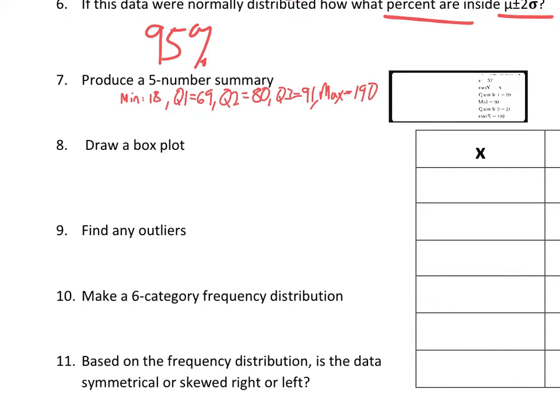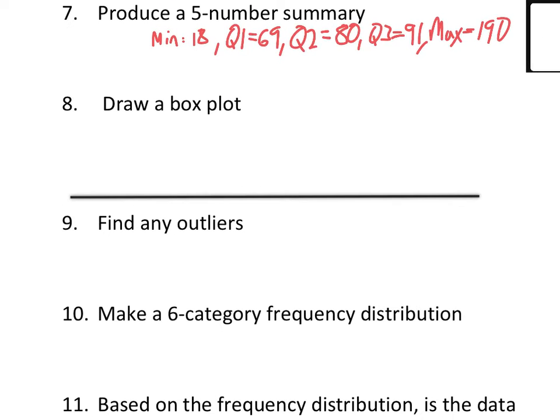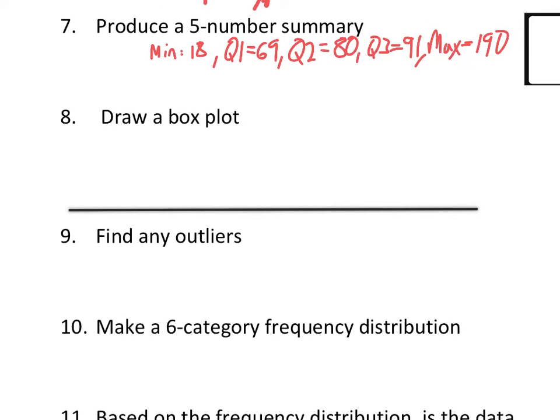All right, so a box plot here. We're going to sketch a box plot. It doesn't have to be perfectly to scale, but we'll start. We've got a range of 18 to 190, so let's put this down at 0 to 200. That includes everything, and then we can just split that. That's about 100, and that's about 50, and that's about 150. That's good enough there.